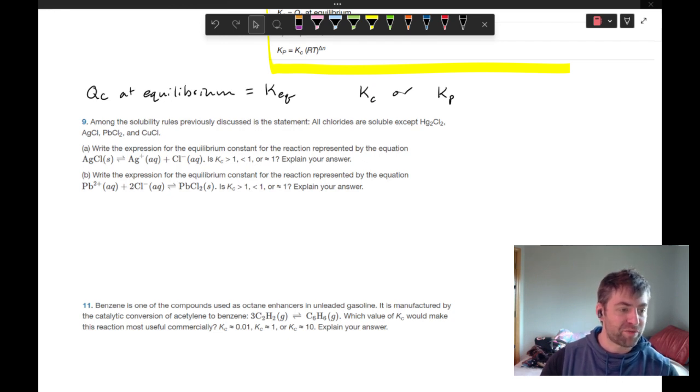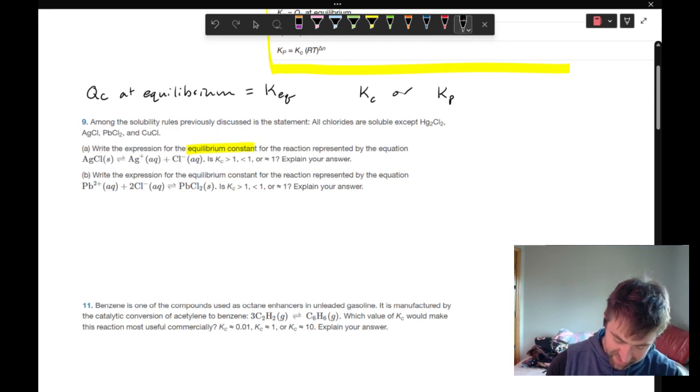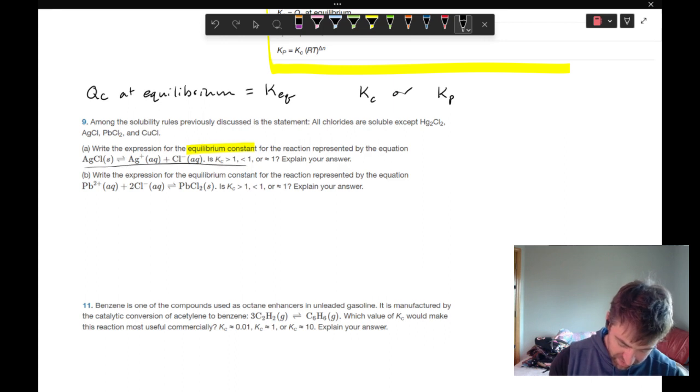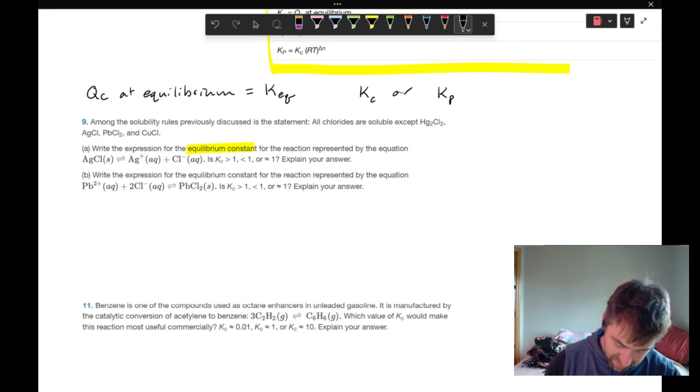Among the solubility rules previously discussed, I guess this would be last week, is the statement all chlorides are soluble except mercury chloride, silver chloride, lead chloride, and copper chloride. Write the expression for the equilibrium constant for the reaction presented by the following equation. And again, this is the equilibrium constant, so you can write this KC or KEQ. And we're given this balanced equation. Is KC greater than one, less than one, or approximately one, and explain your answer.